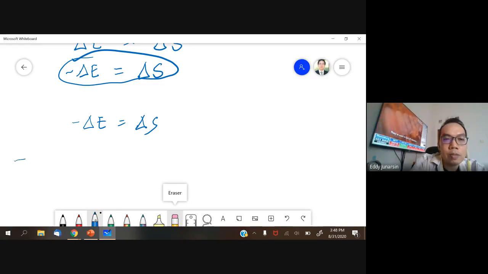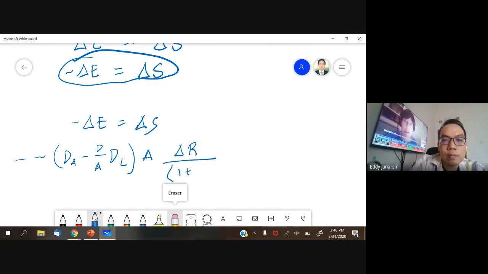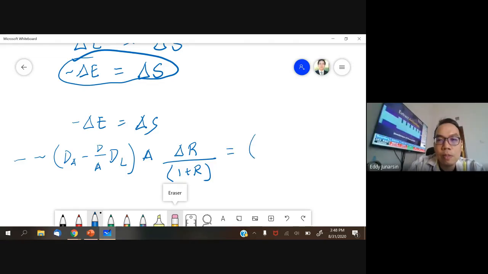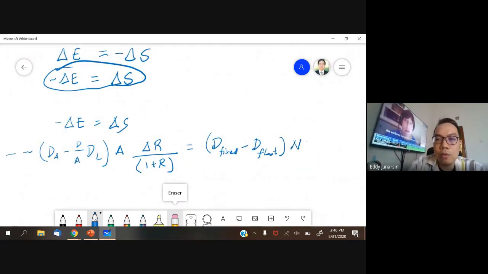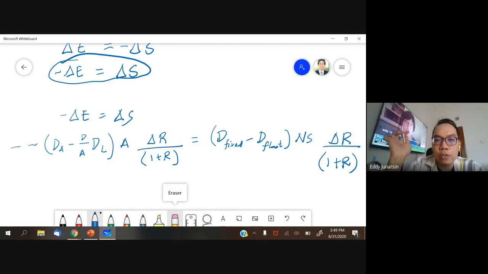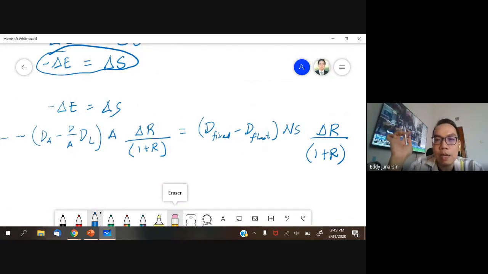So again, here is minus duration of liabilities multiplied by the debt ratio times the asset size. And then this should equal here the duration of fixed minus duration of floating multiplied by the notional value, and again the change in interest rate divided by 1 plus original interest rate.